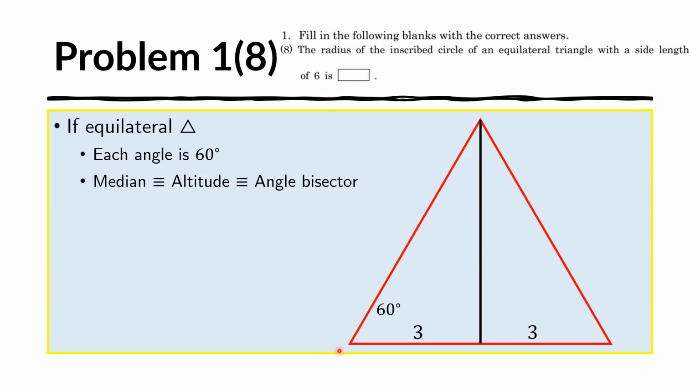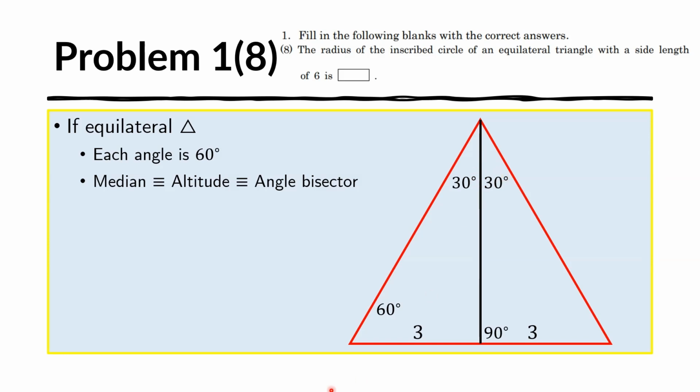So because this is 6, then we have 3, 3. This is the median. Also, this median is the same as the altitude. The altitude is that line segment such that it is perpendicular to the opposite side. So this bit here is 90 degrees. This is also the angle bisector. So the angle bisector is that line segment that bisects this angle here. And if this is 60, because it's an equilateral triangle, then each of these would be 30.